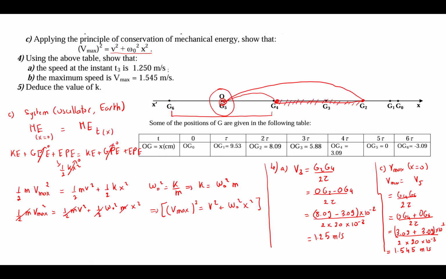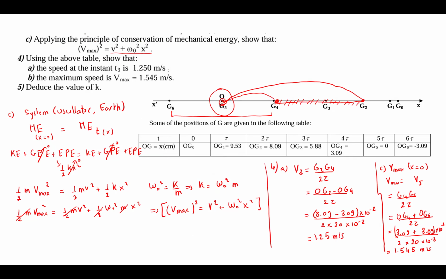Now, at the end, the question is to deduce the value of K. Since I have this equation, I can use it in order to deduce the value of K. So here, I'll put the equation. We got the equation: v maximum squared equals v squared plus omega 0 squared x squared. Now, the question is to find K, so I have to take a certain point. I have v maximum, which is 1.545. Sorry.